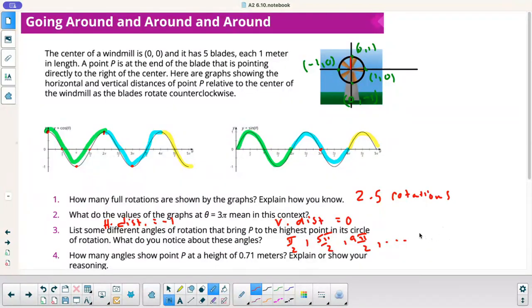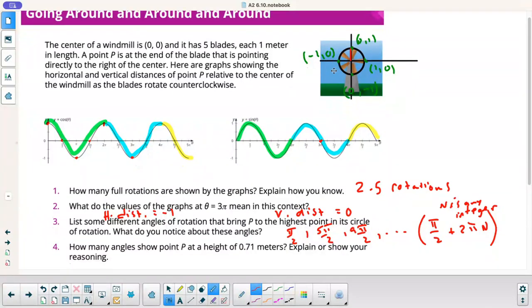So really, if you wanted to get technical, you could say pi over 2 plus any multiple of 2 pi. So I'm going to say 2 pi times some number n would technically be the best way to write it, where n is any integer, because you want to have whole number multiples of pi. So you just keep adding 2 pi, or you could go the other direction, and those are going to be negative as well. All right, which we'll learn about later.